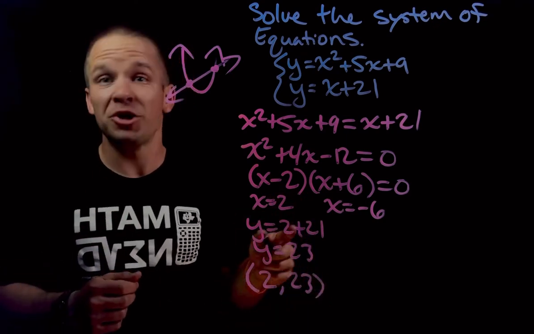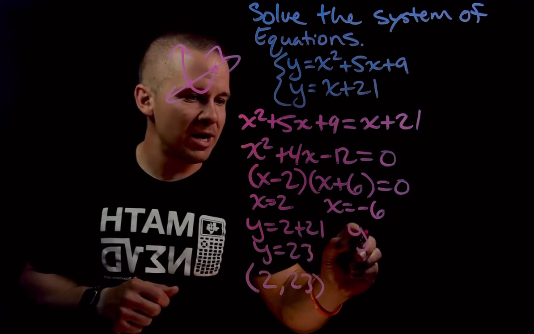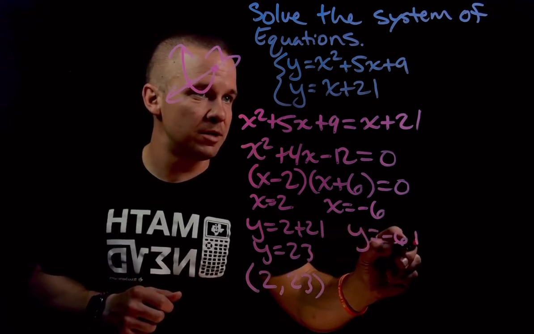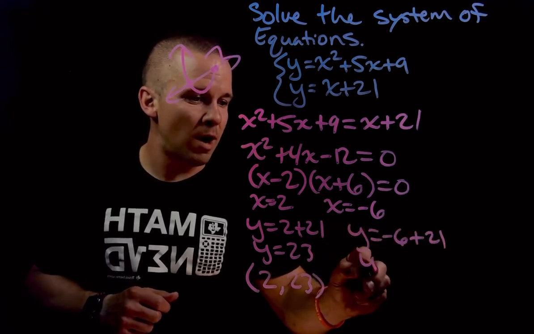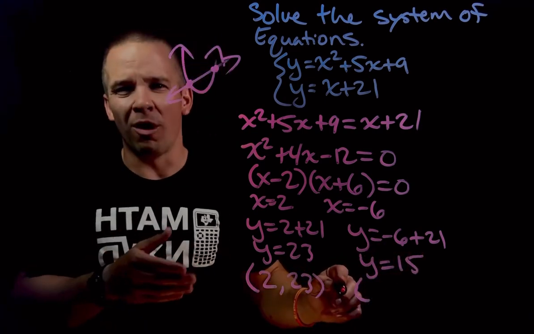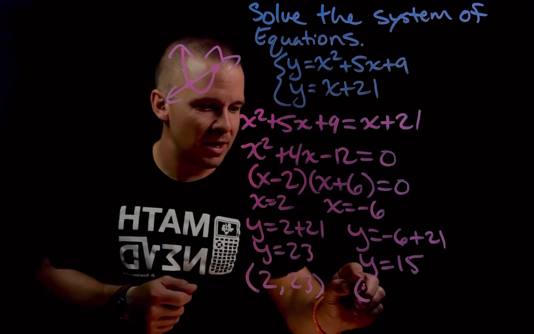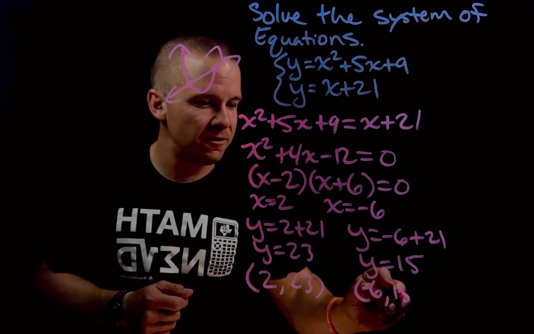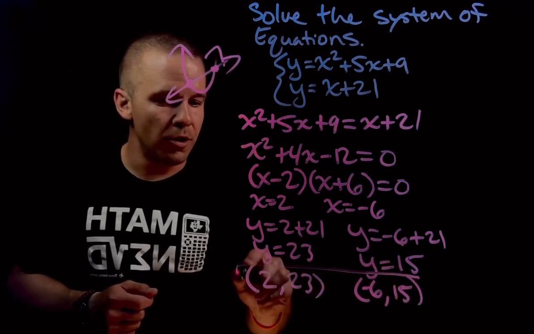Let's do the other one, shall we? We shall. I'm going to have y equals negative 6 being subbed in plus 21. So I'm going to get y equals positive 15. So our final answer would be negative 6, comma positive 15. An ordered pair for both. Those are my 2 points.